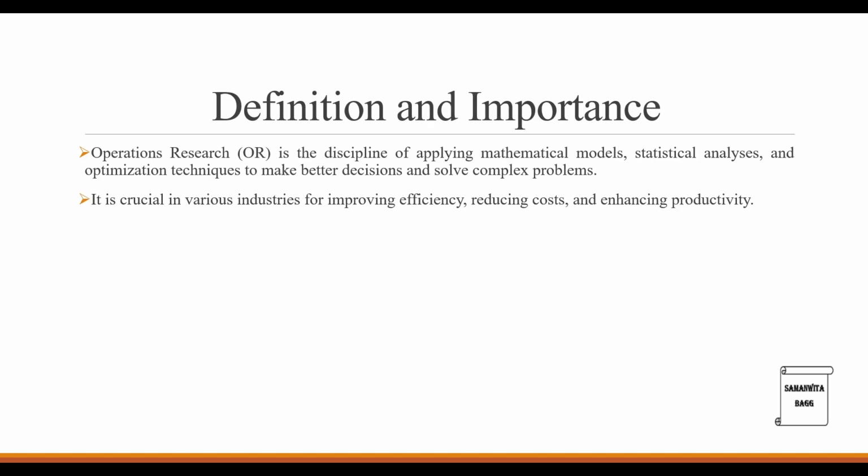Definition and importance. Operations research is the discipline of applying mathematical models, statistical analysis, and optimization techniques to make better decisions and solve complex problems. It is crucial in various industries for improving efficiency, reducing costs, and enhancing productivity. We will generally solve problems like maximizing the profit of an organization and minimizing the losses that are incurred by the organization. These are the two main objectives that are sought after in OR.